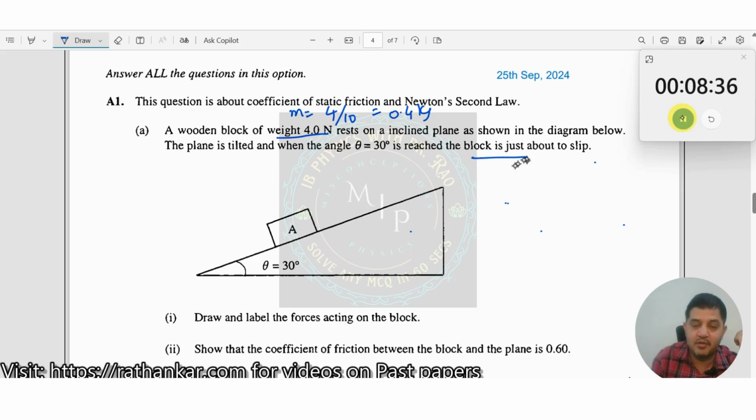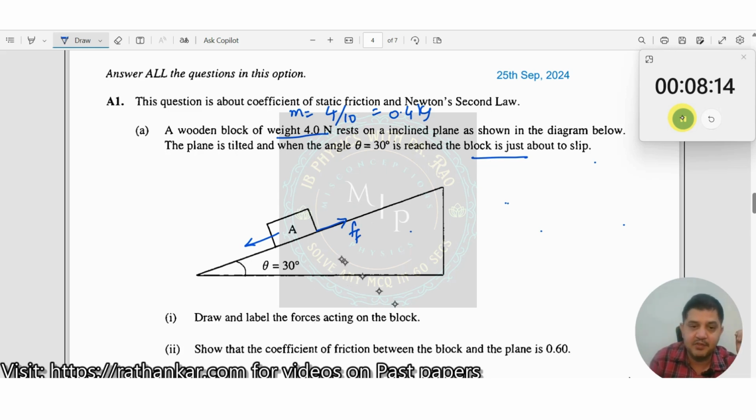When you say just about to slip, what does it mean? The upward force is equal to the downward force. When it is about to slip, the frictional force will be acting like this over here, and mg sin theta will be acting like this, with one more component of mg acting here. The question is: draw and label the forces acting on the block. So what are the forces acting on the block?